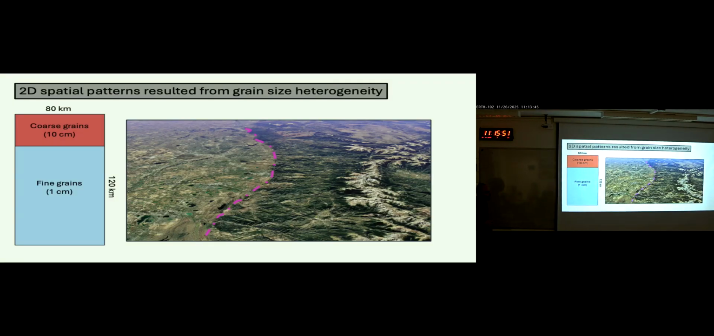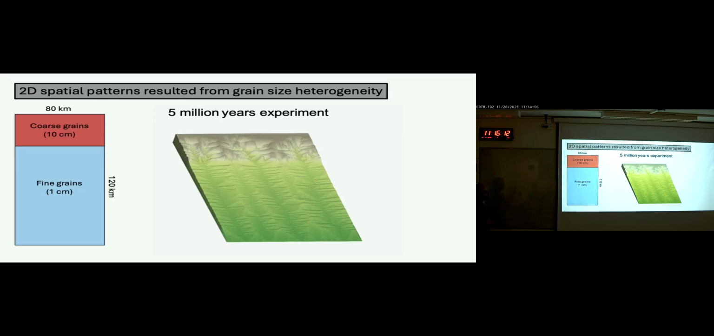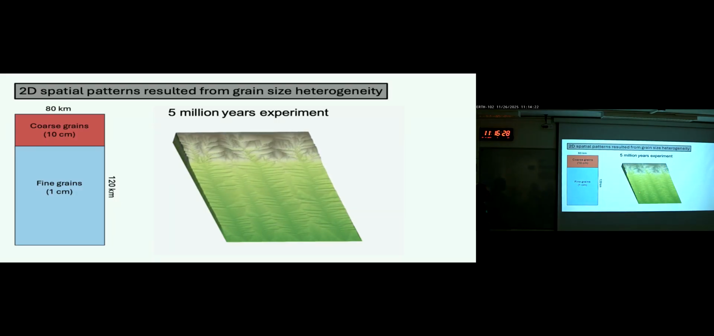I want to take one step further and show you how the 2D spatial patterns of the landscape are affected by differential grain sizes. This is an experiment motivated by the case study in the Front Range. In this case, you're going to see the landscape evolve over 5 million years with this contrast of grain sizes. And you can easily recognize that just by explicitly including the grain sizes, we were able to generate mountainous terrain, while the lower part is very similar to the relief differences of the high plains.